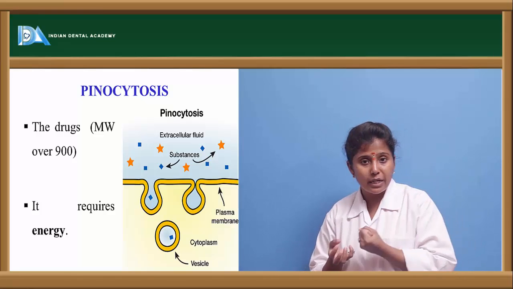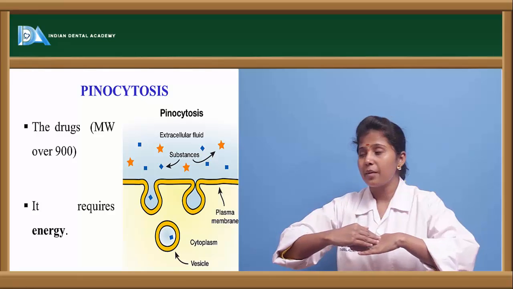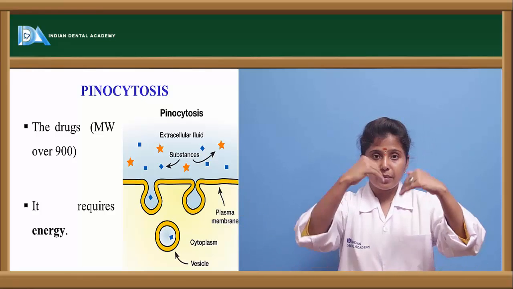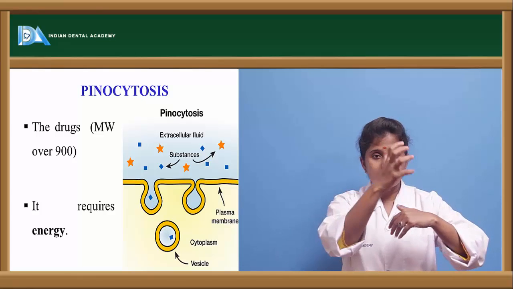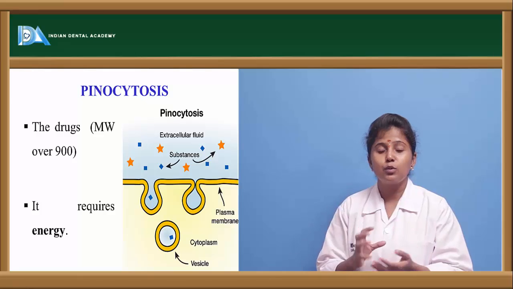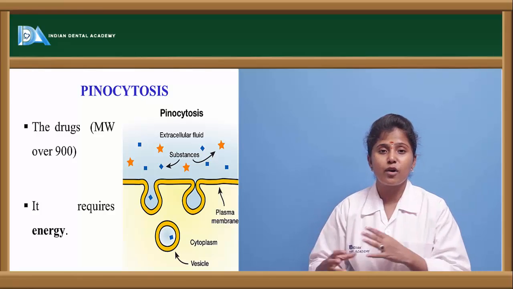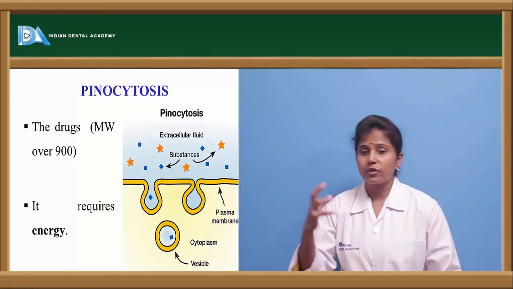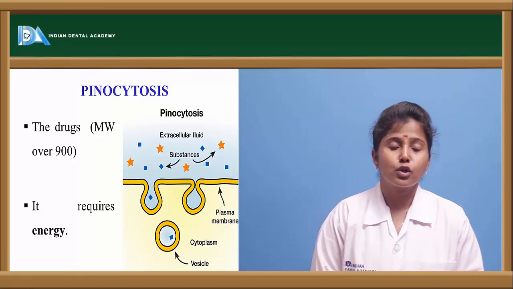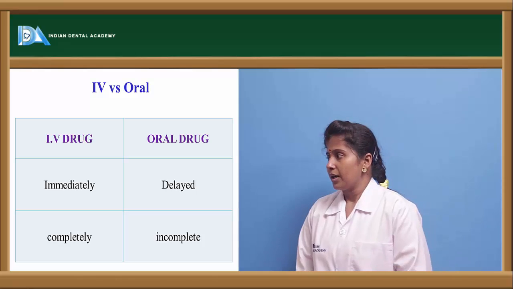So the drug is absorbed into the loop, and thereby the plasma membrane closes and forms a vesicle. First the plasma membrane goes inverted, and the drug molecule is trapped in that, and this inverted protrusion forms into a vesicle, and from that vesicle the drug is released into the cytoplasm. This process also requires energy.